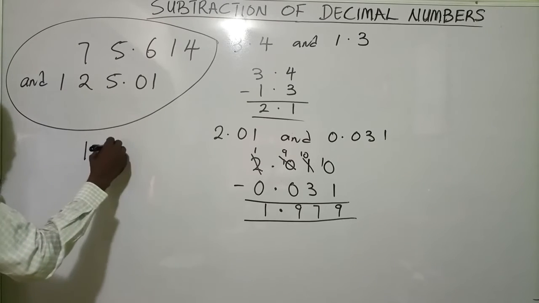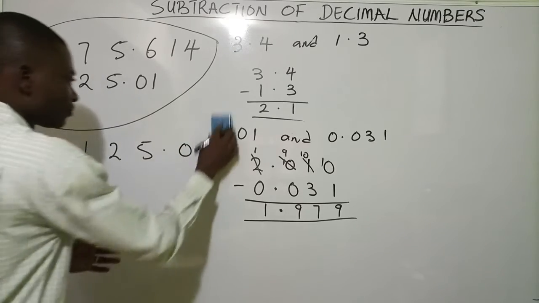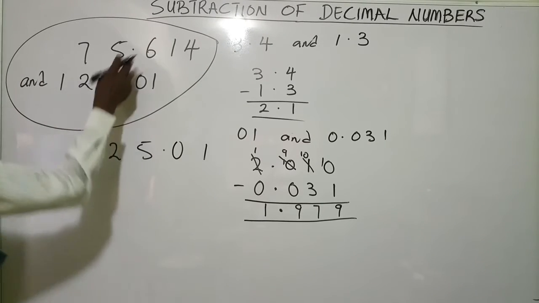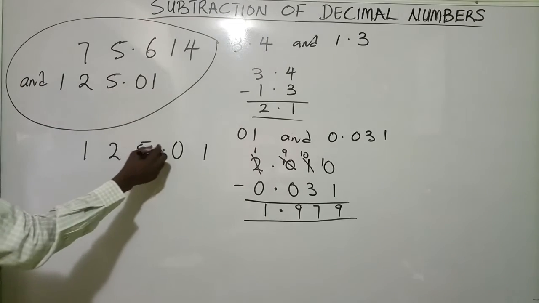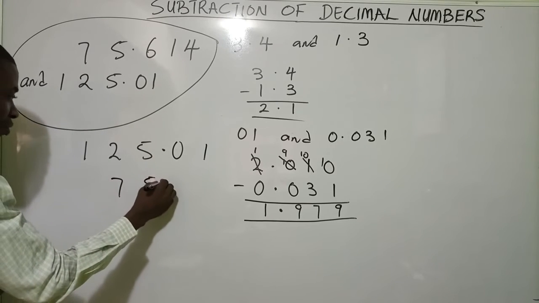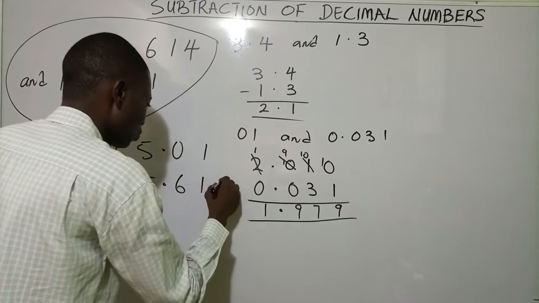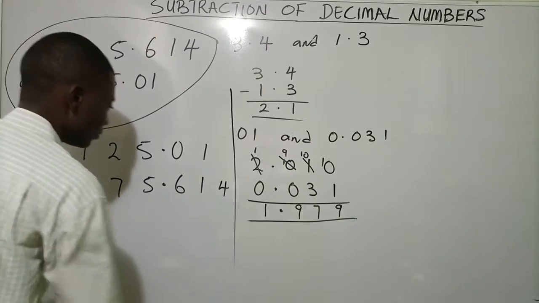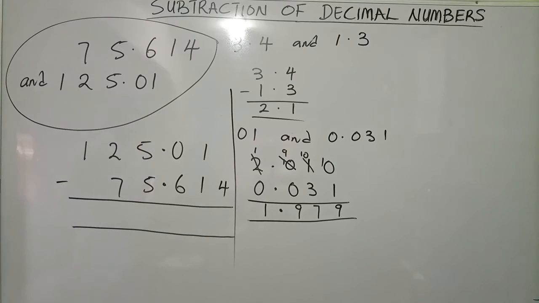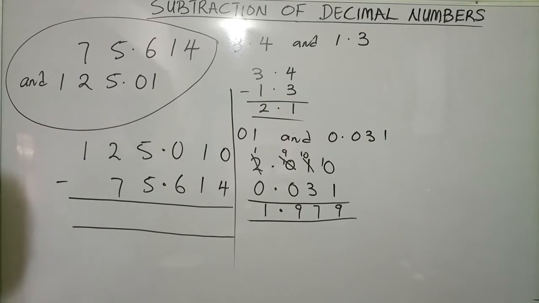125.01. Okay? Then the one under, what will I do now? Remember, I said the decimal point must be on a straight line. Okay, so this is 75.614. Okay? So let's subtract this now. So what will I put here? There's nothing there, so that means there's 0 there. So you complete it with 0. So now again, we can easily subtract now.